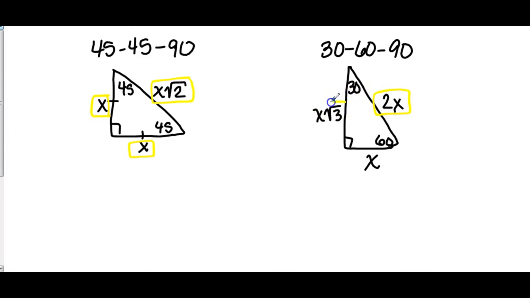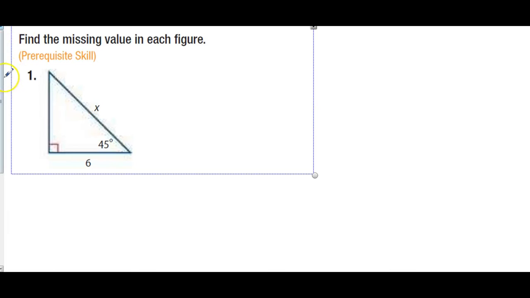It would be really good, if you forget these properties, to put these on flashcards. They definitely will be coming up throughout our trig unit. And we will make a practice of sketching them as well when we are practicing. So now that we have established our properties, let's start using them. Here's number one. Again, the directions are find the missing value in each figure.